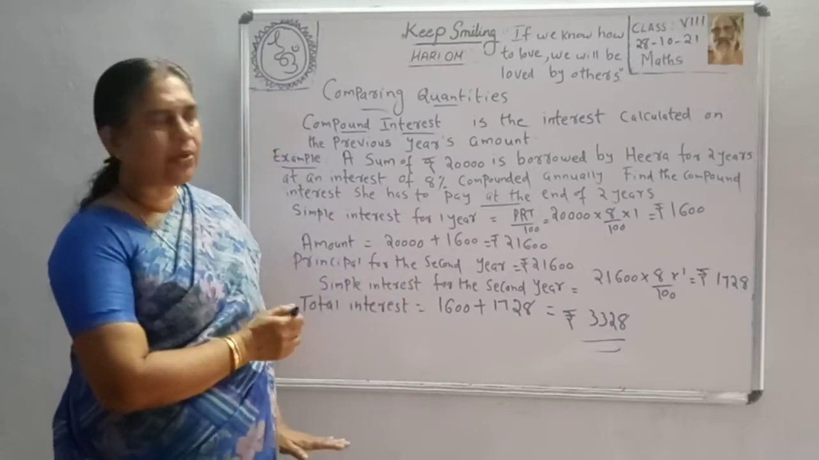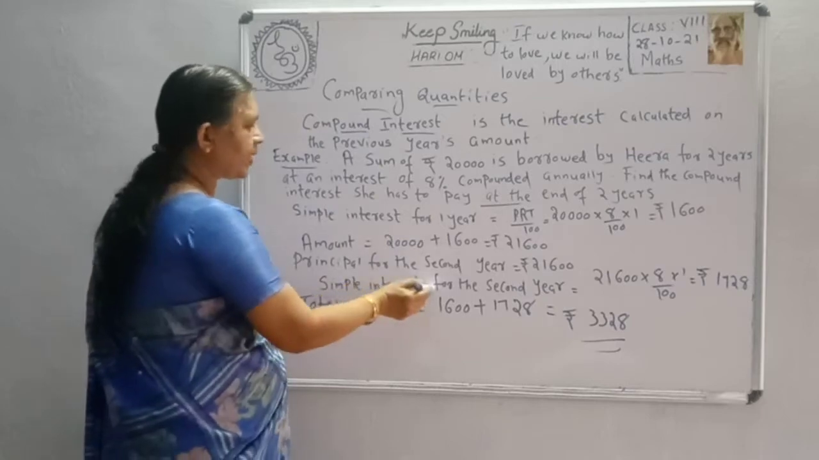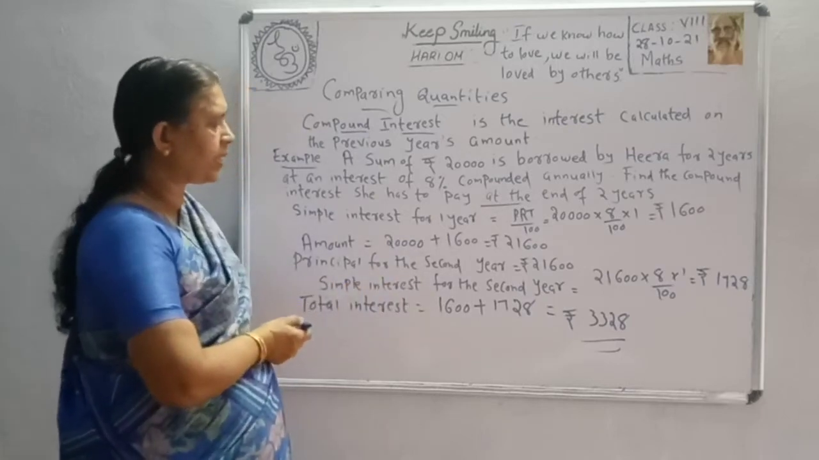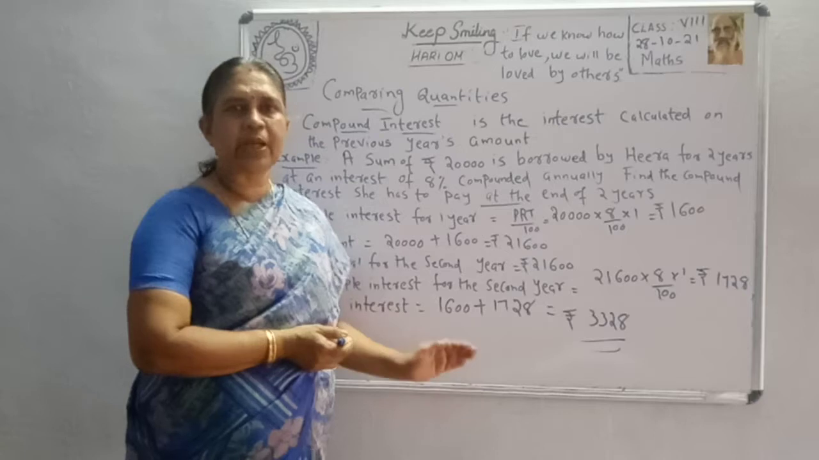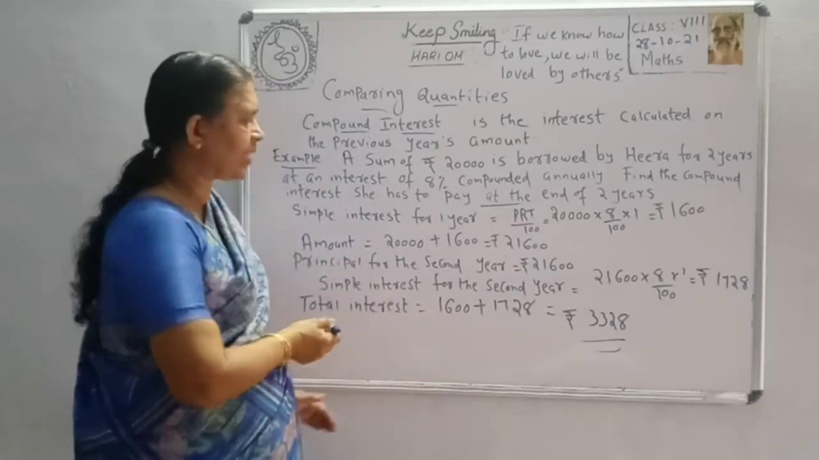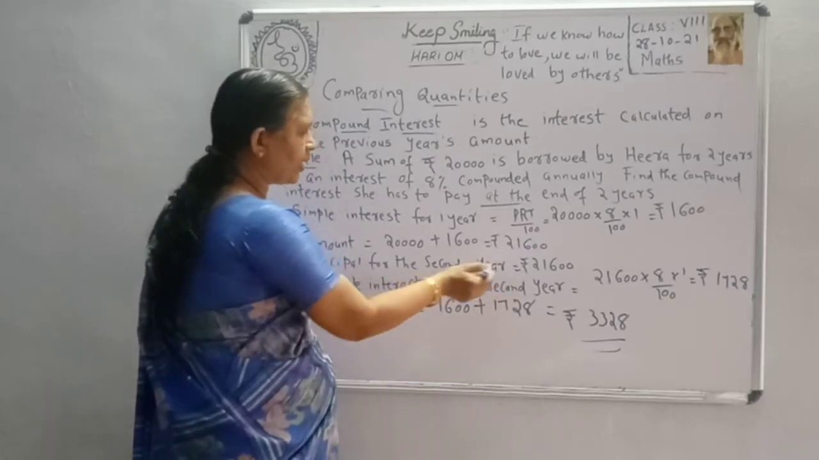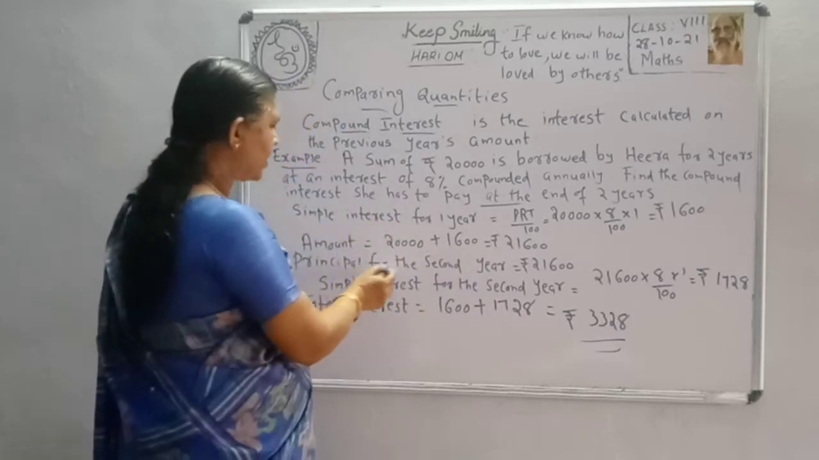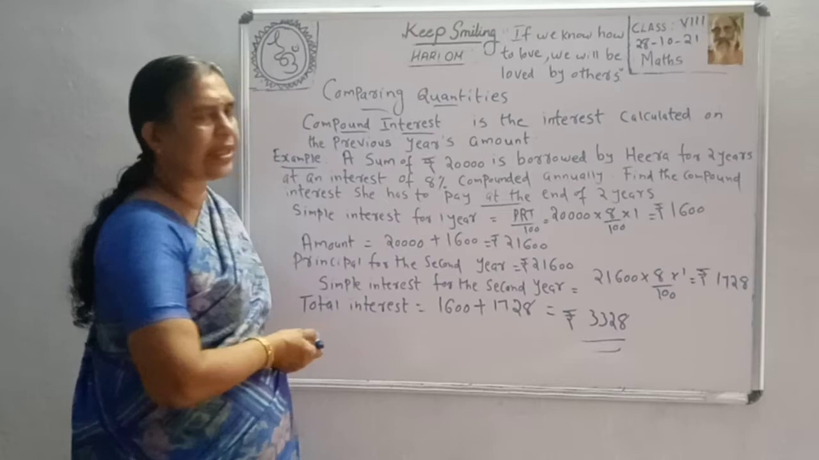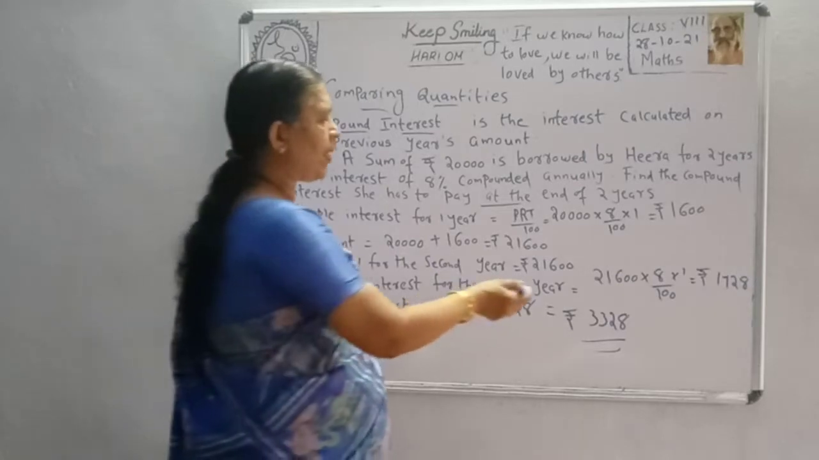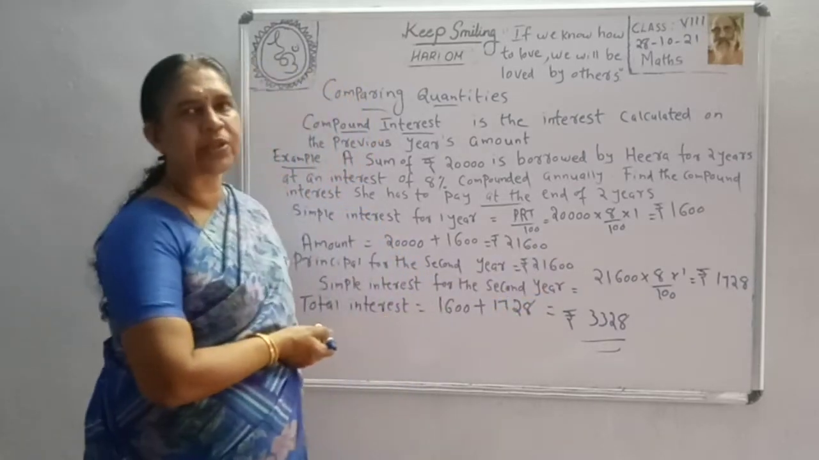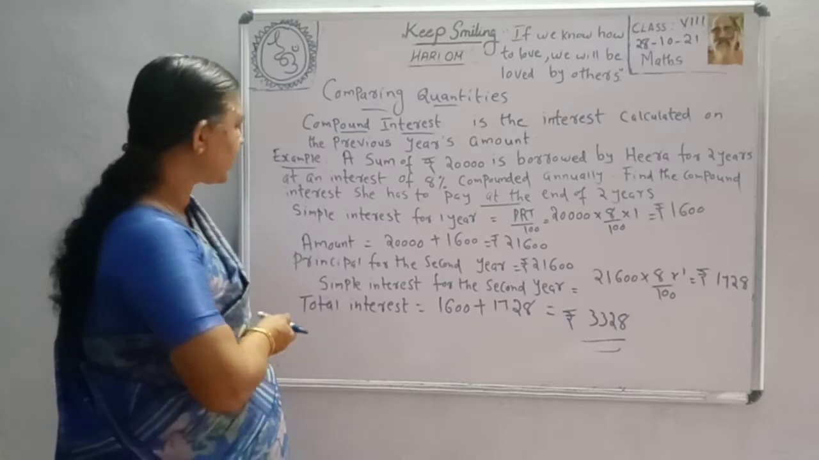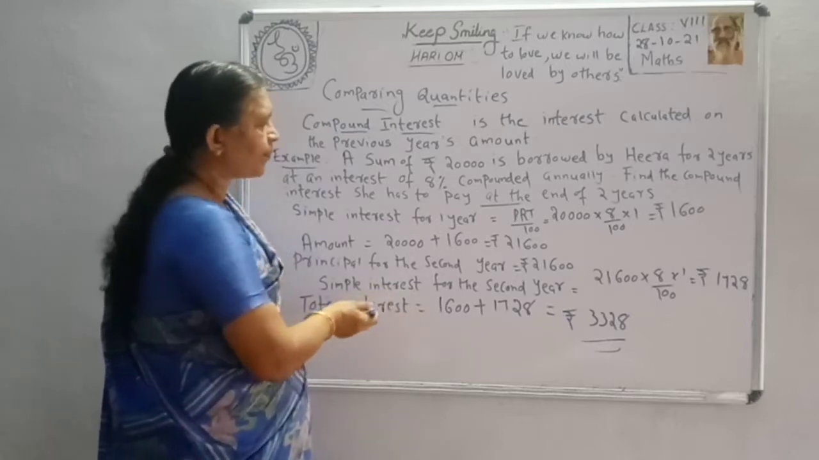You remember it. Okay, then what is the simple interest for the second year? For the second year, the same formula, PRT by 100. Okay, what is P here? This is very important. Here the principal is taken as the first year's amount. So the principal for the second year is rupees 21,600 into 8 by 100 into 1. That is rupees 1,720. So the simple interest for the second year is equal to rupees 1,720.